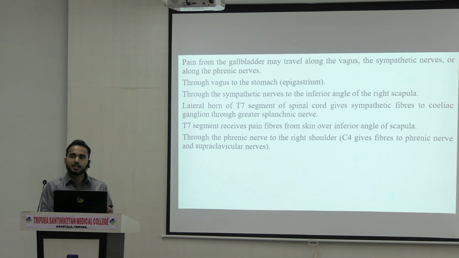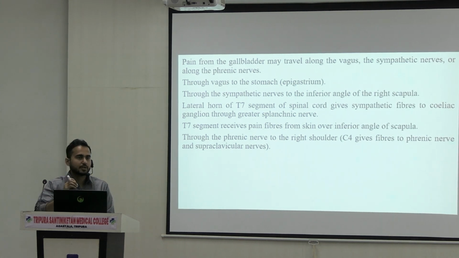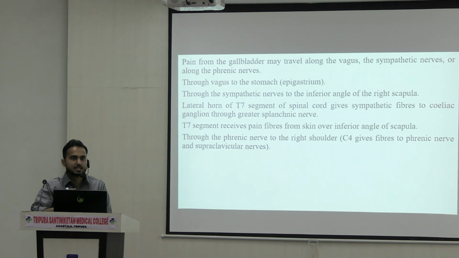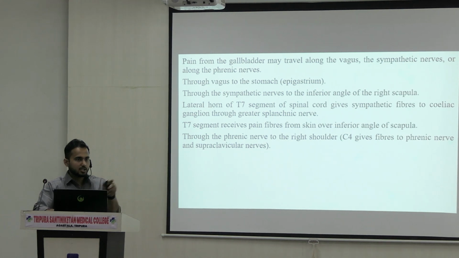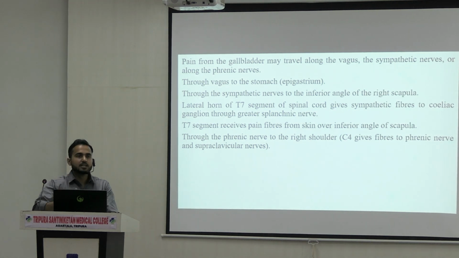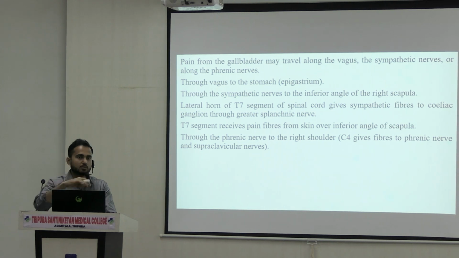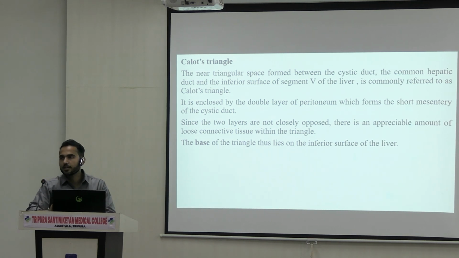So like this, whenever there is a problem in the gallbladder, these are certain areas where pain can be felt, and these are nothing but referred pain. The problem is not in the inferior angle of the scapula, or over the right shoulder, or in the epigastrium. The problem is in the gallbladder, and for that the pain is felt in those particular areas. That is the concept of referred pain. So that is all about the blood supply and nerve supply.